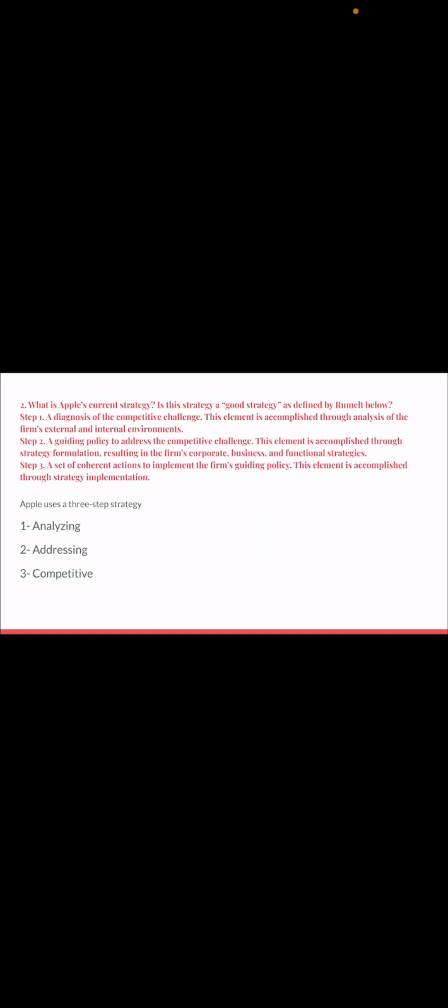Question 2: What is Apple's current strategy? Is this strategy a good strategy as defined by Wolf below? I believe Apple uses a 3-step strategy, mainly based on simplify. First is analyzing the problem which they are currently looking at. Second, addressing the problem or any situation they're dealing with. And then third would be competitive, which is when they are moving their plans into action to overcome the problem.